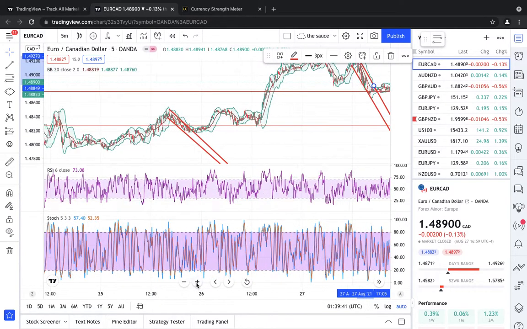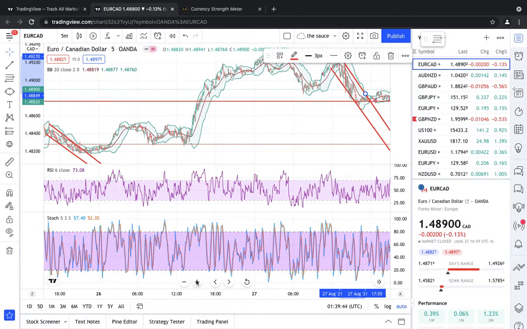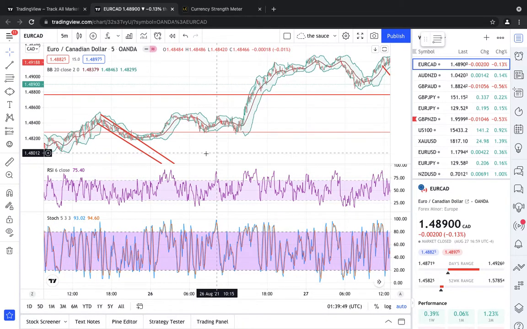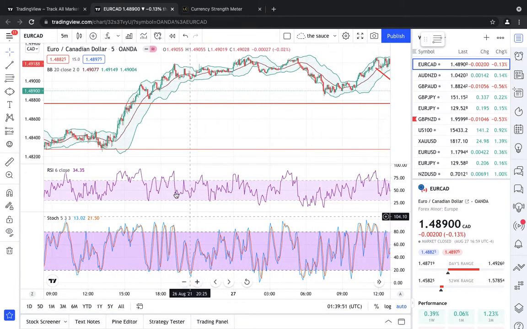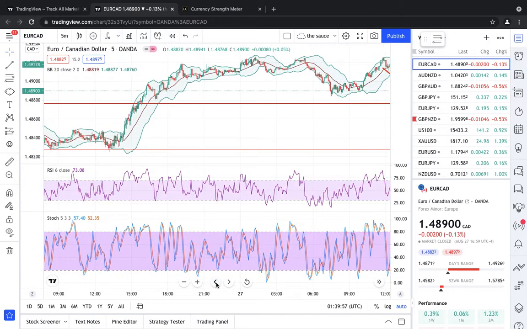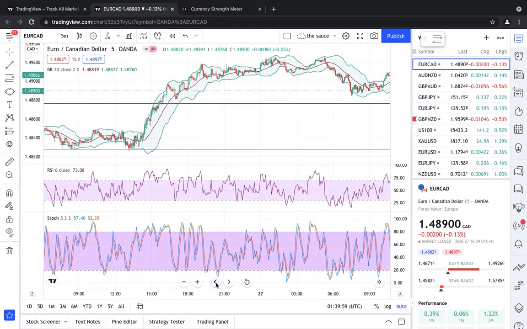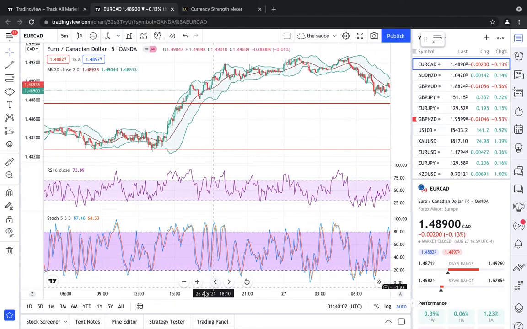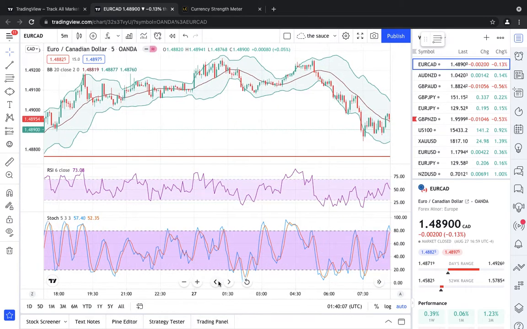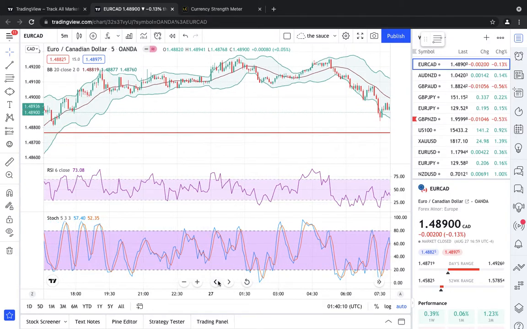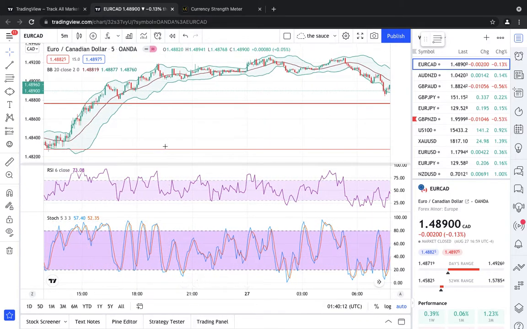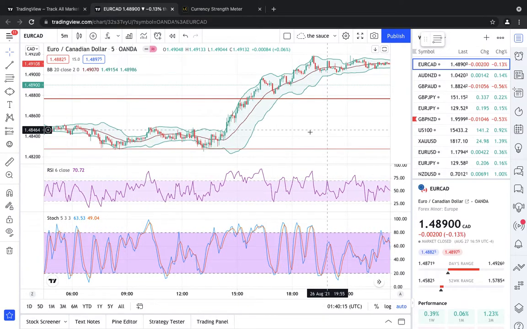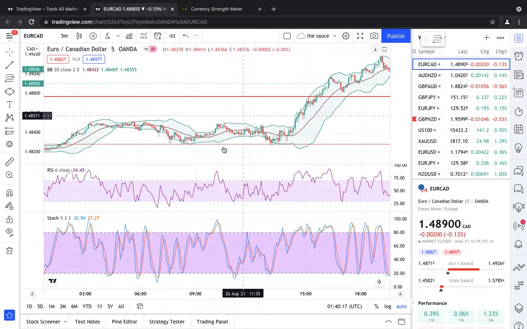Let's zoom back in. All right, let's zoom in on this one. I'm sorry guys, my charts stay marked up. I don't erase. Marked stay.